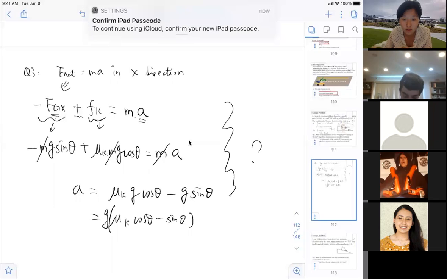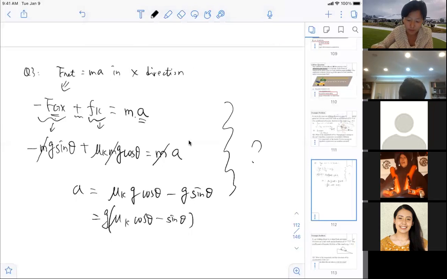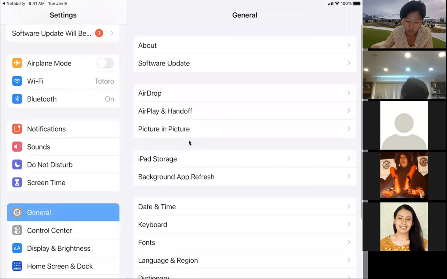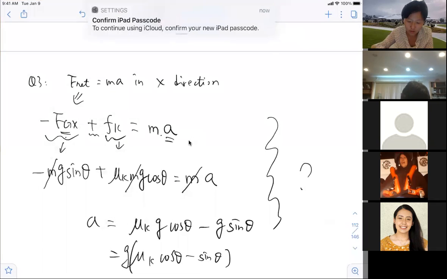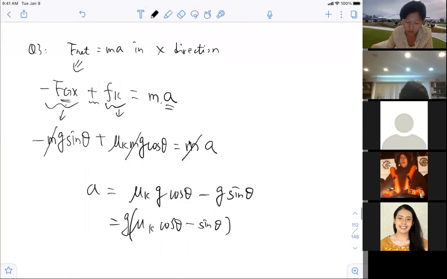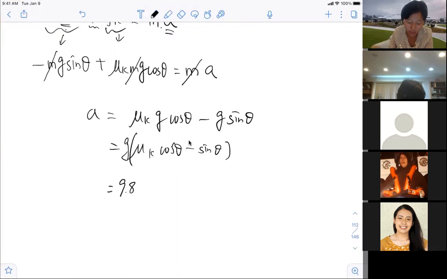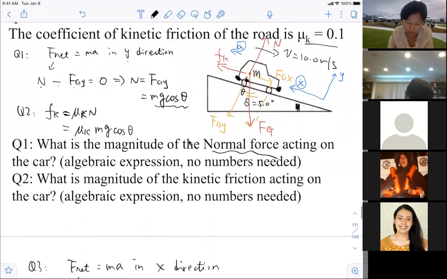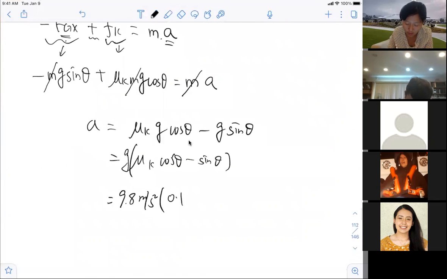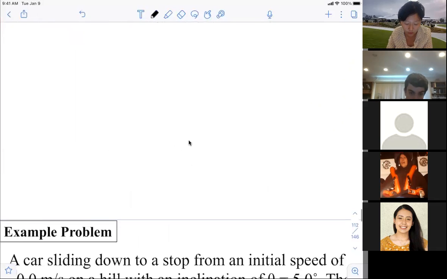Any questions? Okay, so you can plug in numbers: 9.8 meters per second squared, mu k, what is mu k? 0.1, cosine 5 degrees minus sine 5 degrees. So you calculate it and you get a quite small acceleration. That is your acceleration. So that's my question 3.